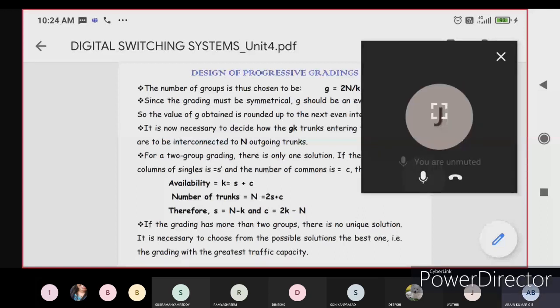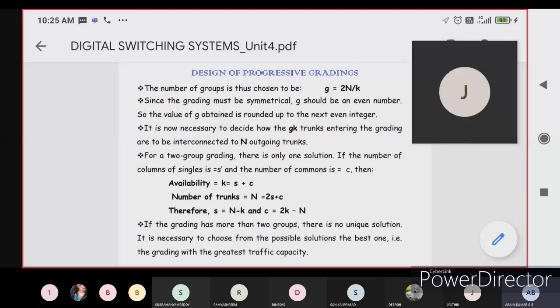Suppose we're considering the two group grading. There is only one solution. The number of columns of singles will be represented by S, and the number of commons, that is, the lines common for the group, will be represented by C.